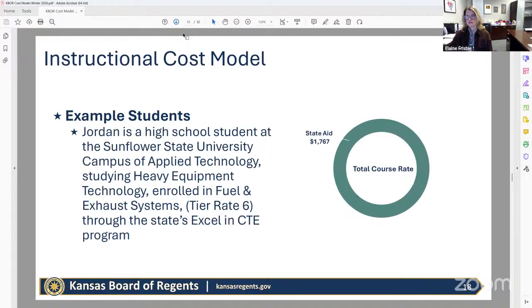And then lastly, if you are a high school student in Excel in CTE, Jordan taking a tier 6 course in heavy equipment technology for fuel and exhaust systems generates $1,767 in state aid.